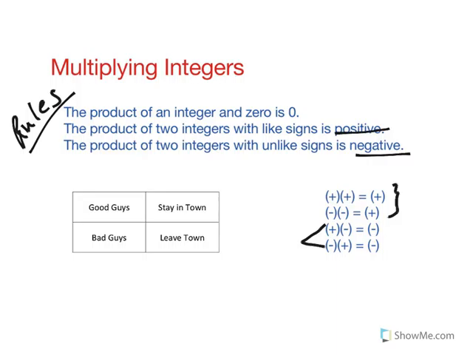And I've got this cutesy little thing that helps students remember, and they actually tell me they like this. Think of the good guys as being a positive sign, and thinking of staying in the town being a maybe positive direction, I don't know, but associate it with positive. And bad guys would be negative, and leaving town a direction of negative.